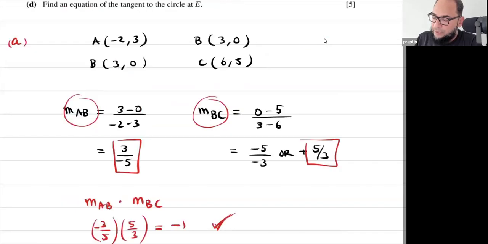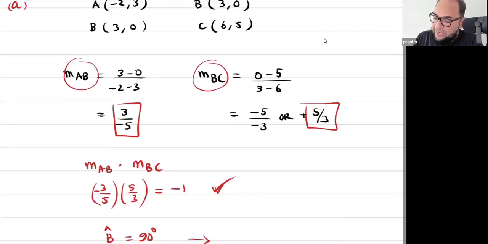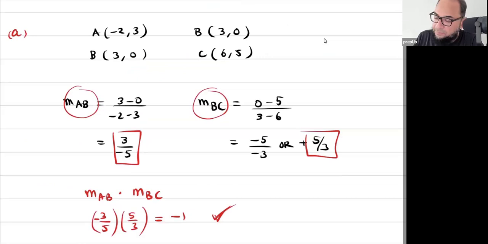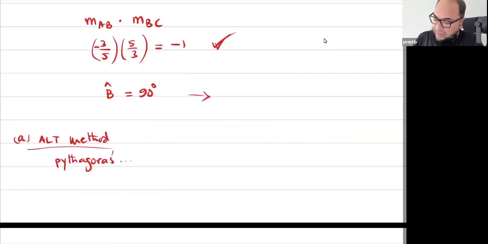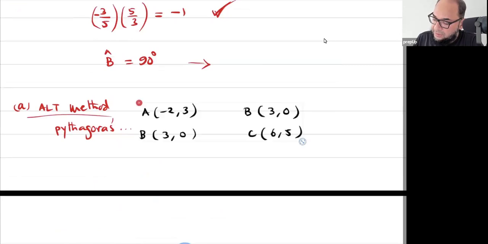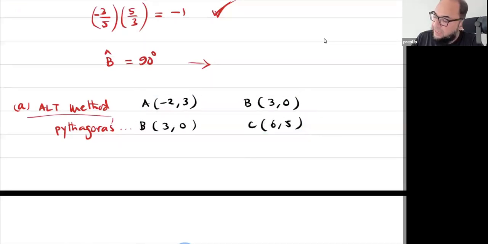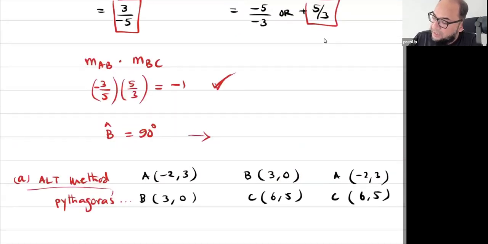Now let me calculate AB. So A and B, it's right over here. Let me just copy this and let me just write it like this. And there should be AC also. So this is A and this is C. A is negative 2 comma 3, C is 6 comma 5, and let me add a blank page over here for the space.